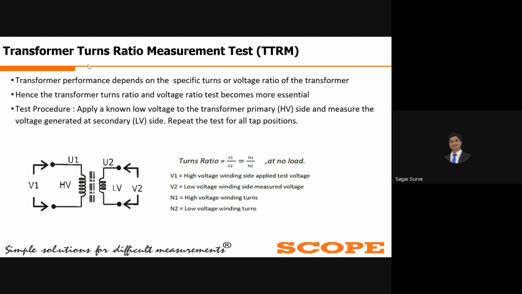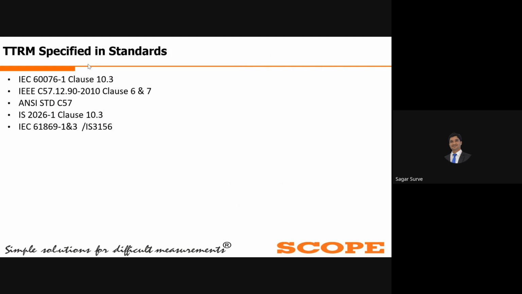Similarly, we also have the transformer turns ratio measurement. Turns ratio and voltage ratio are more or less similar. We will see the relation between them in subsequent slides. These are some IEC or IEEE recommended standards where we can see in detail the procedure of the transformer turns ratio measurement, what to do, what not to do, and how to interpret the results we observe. All this information can be extracted from these standards available online.